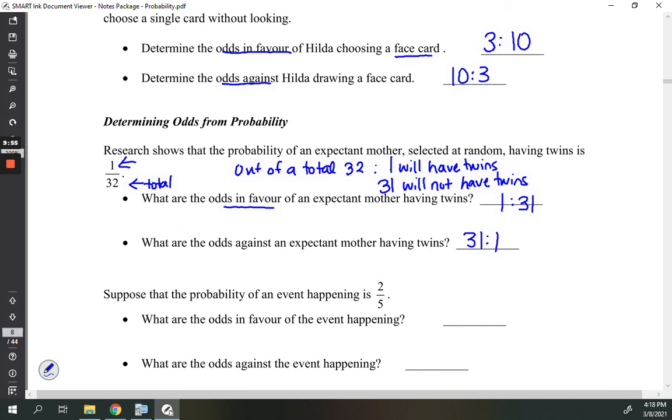And that is it for that one. Feel free to look at the notes for the rest of them and practice a lot switching between odds and probability, because that's probably the trickiest part.